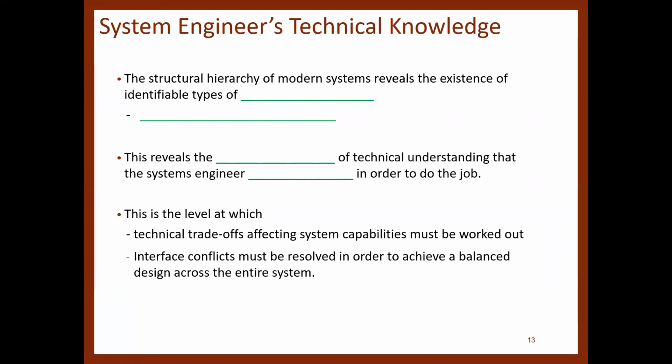The structural hierarchy of modern systems reveals the existence of identifiable types of building blocks, which make up a large majority of systems. This reveals the lower working level of technical understanding that the systems engineer must have in order to do the job. This is the level at which technical trade-offs affecting the system capabilities must be worked out. And also, interface conflicts must be resolved in order to achieve a balanced design across the entire system.